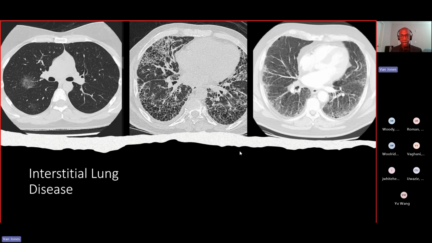These are 3 CTs that I found on Radiopaedia of different ILDs. The one in the middle here is idiopathic pulmonary fibrosis in a very severe stage. You can see all this fibrosis, and in the periphery of the lung, you can see this honeycombing, which is exactly what it sounds like. You can see these pockets surrounded by fibrosis that looks like a little honeycomb.